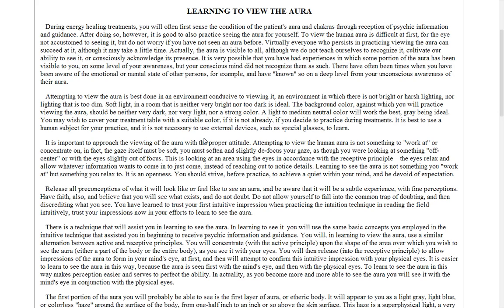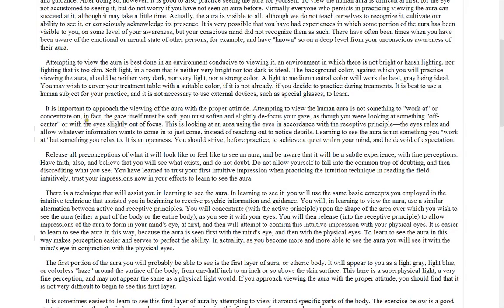If you decide to practice during treatments, it is best to use a human subject for your practice, and it is not necessary to use external devices such as special glasses to learn. It is important to approach the viewing of the aura with the proper attitude. Attempting to view the human aura is not something to work at or concentrate on. In fact, the gaze itself must be soft.